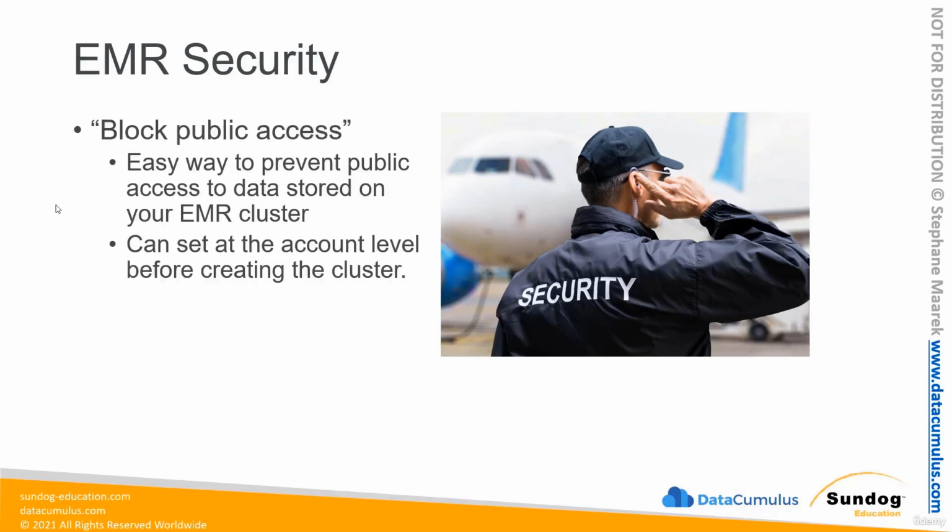Another important tool in your EMR security toolbox is the setting for block public access. So if you want an easy way to prevent public access to your data stored on your EMR cluster, you can simply enable the block public access option at the account level before you create your cluster. It's just that easy. So if you want to make sure nobody can get at the data that's actually stored on the cluster itself, all you have to do is say block public access and do that before you create the cluster, and you're done. You're still responsible for securing any underlying data, of course, that EMR is accessing. So if you're accessing data that's stored in S3, you're going to have to secure that data through S3. But for the data stored on the cluster itself, block public access is a great tool.